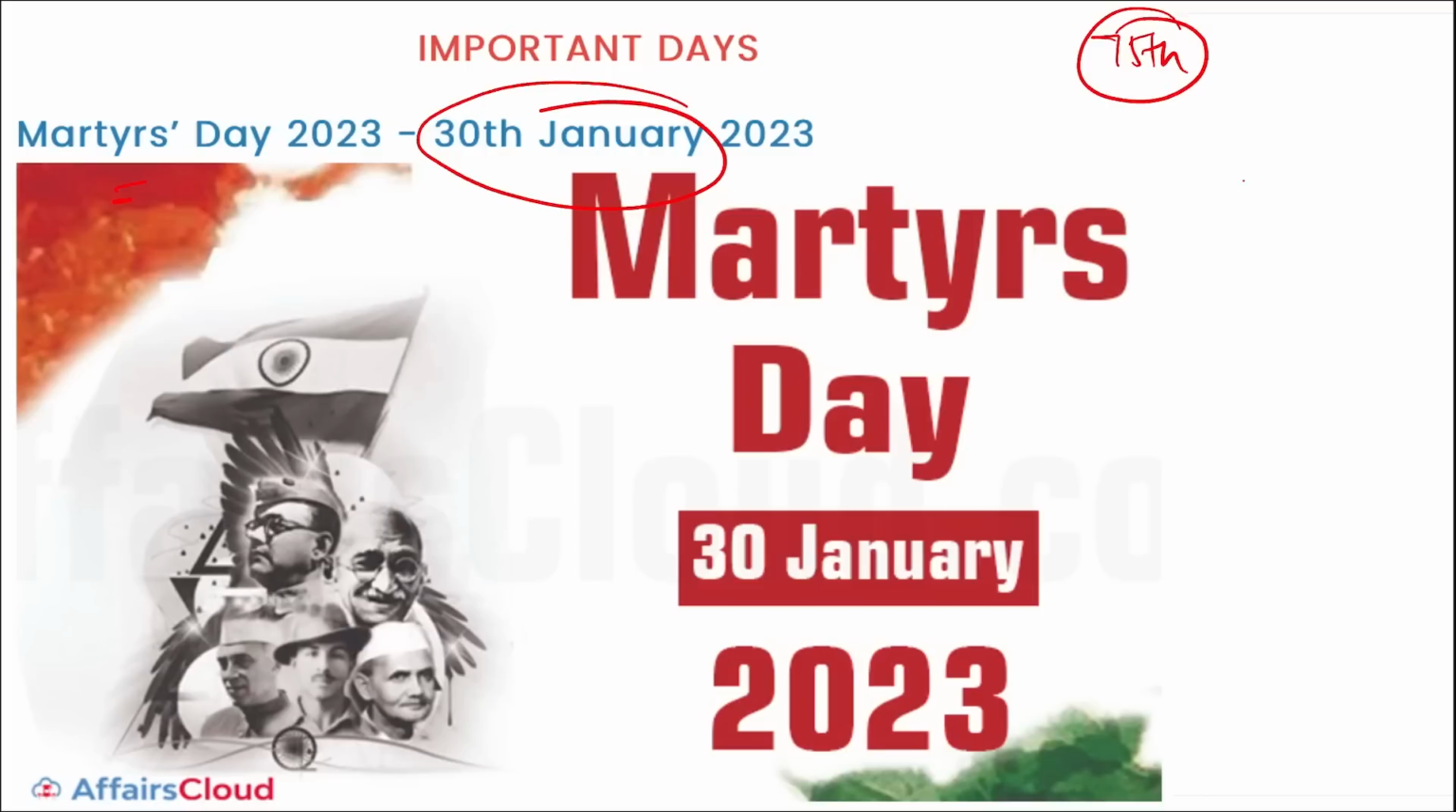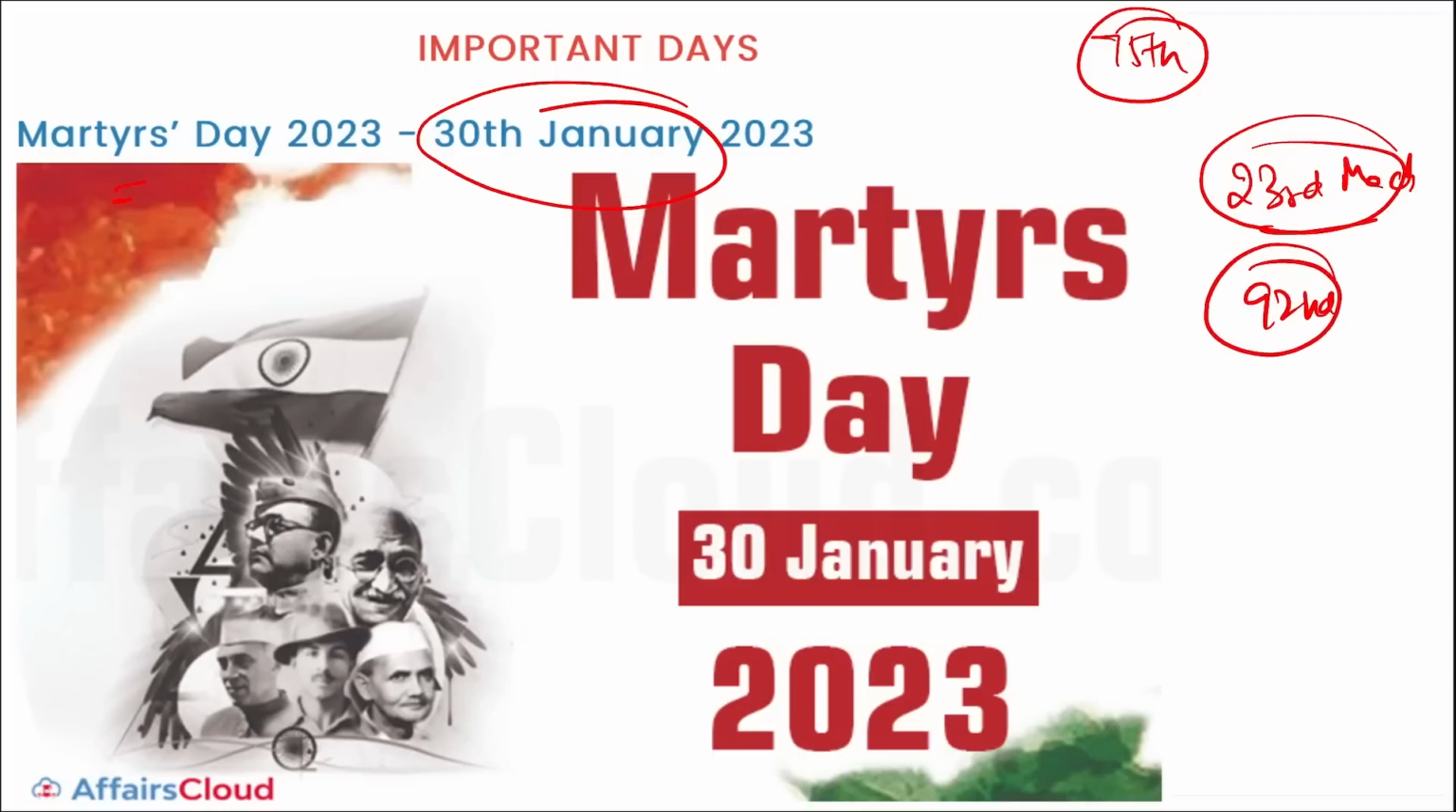Also, Martyrs Day or Shahid Divas is observed across India on 23rd of March to commemorate the sacrifice of 3 young freedom fighters of India. They are Bhagat Singh, Shivaram Rajguru and Sukhdev Thapar. And on 23rd of March 2023, it will be the 92nd death anniversary of those 3 freedom fighters.